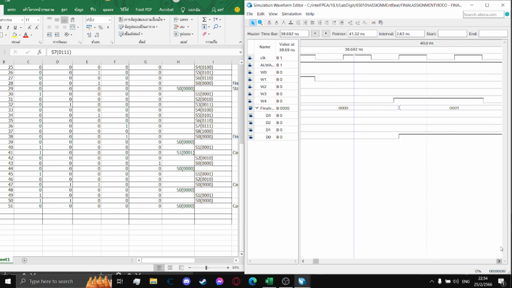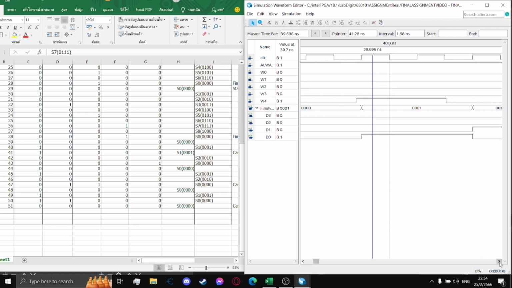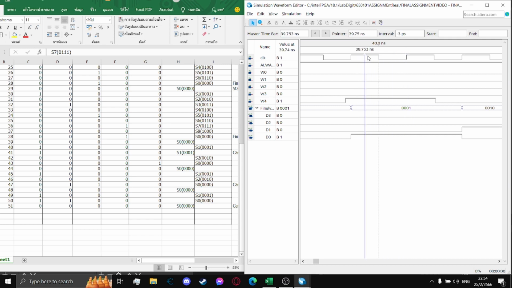And state 40, in this state, I'm checking the whole button case. In the hold button case, if you still hold a button, then the result will stay in the same state, like this.